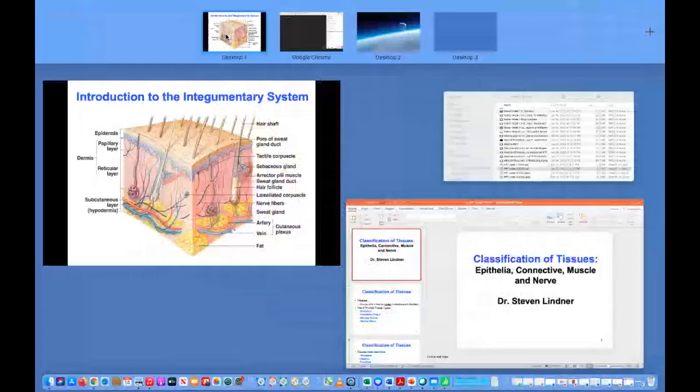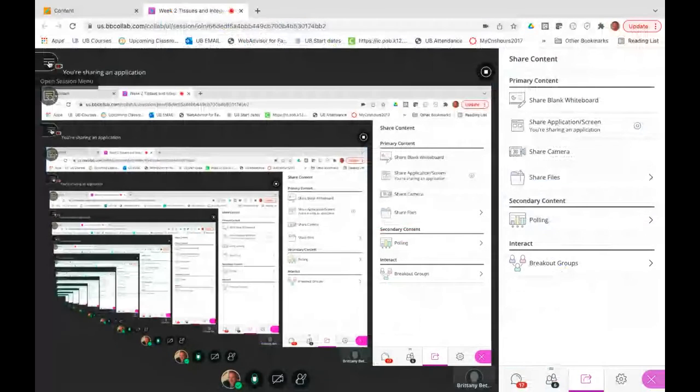Okay, when we come back, we'll talk about the integumentary system, focusing primarily on the skin.